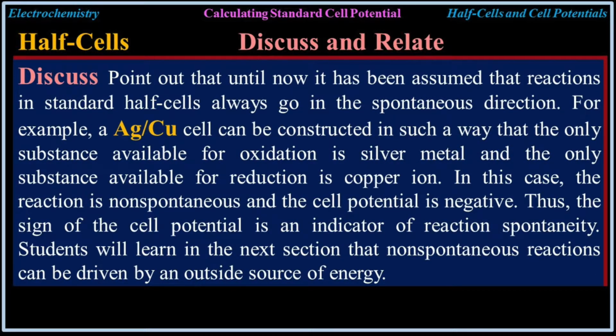Point out that until now, it has been assumed that reactions in standard half cells always go in the spontaneous direction. For example, a silver copper cell can be constructed in such a way that the only substance available for oxidation is silver metal, and the only substance available for reduction is copper ions. In this case, the reaction is non-spontaneous and the cell potential is negative. Thus, the sign of the cell potential is an indicator of reaction spontaneity. Students will learn in the next section that non-spontaneous reactions can be driven by an outside source of energy.